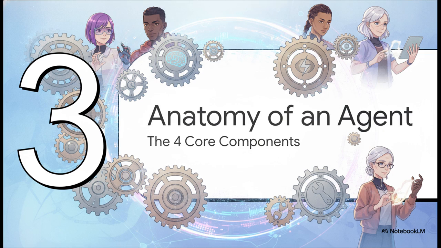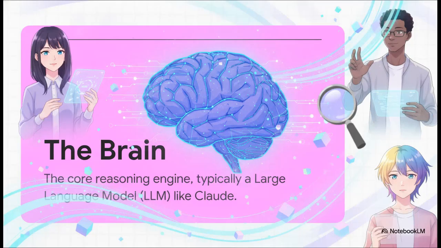All right, let's look under the hood. Section 3, Anatomy of an Agent. The very first piece of the puzzle is the brain. This is the foundational large language model doing the actual thinking, reasoning, and decision-making. For our learning path, we're going to focus heavily on the Claude family of models from Anthropic. Why? Because they're engineered with constitutional safety, which basically means they have built-in guardrails, and they possess the incredibly advanced reasoning needed to act as this central brain.